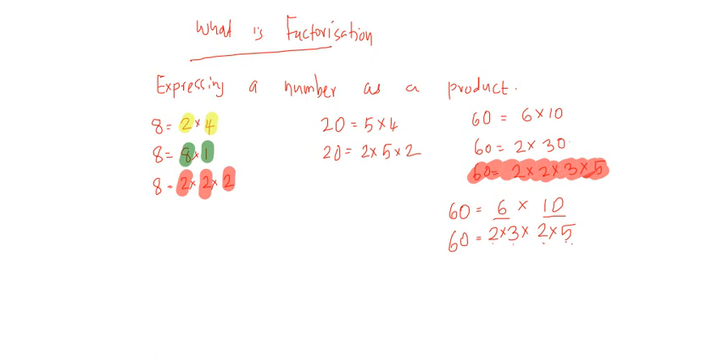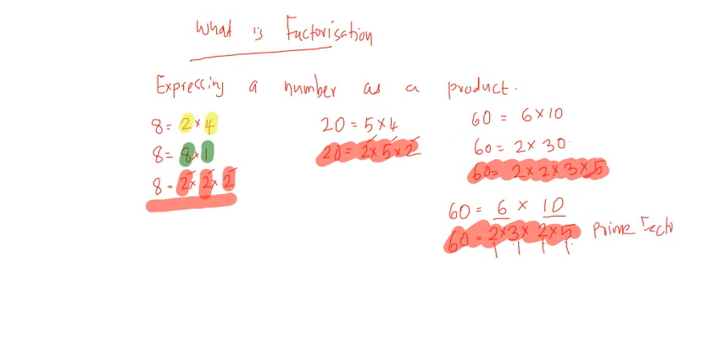So if you pay attention, all of these numbers are prime numbers. I hope you know what is a prime number. A prime number is a number which cannot be divided by any other number other than itself. So this kind of factorization is known as prime factorization, right? This is also a prime factorization. This is also a prime factorization.